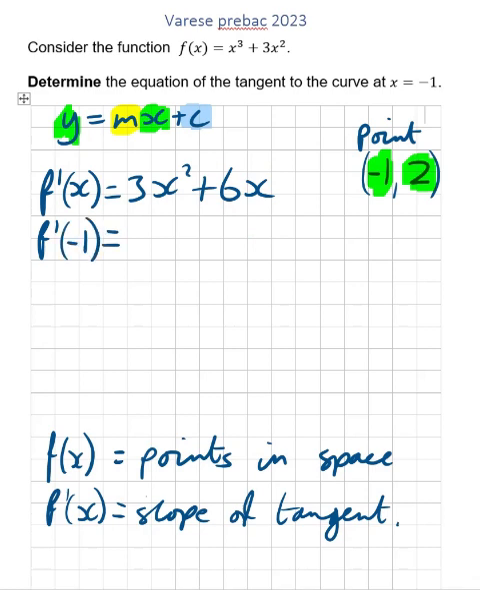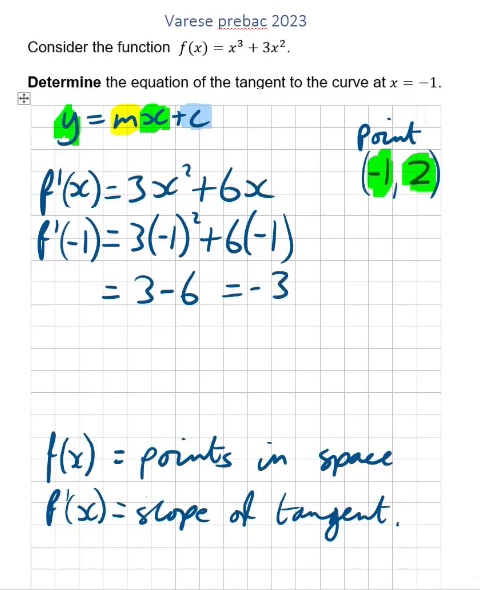Again, filling straight in here. 3 times -1 squared plus 6 times -1. Working on that, -1 squared is 1, so that would just give me 3, and it's plus 6 times -1, so that'd be -6, okay, and that's going to be equal to, so 3 minus 6 gives me -3, okay.